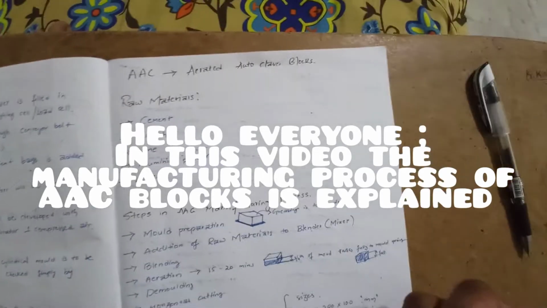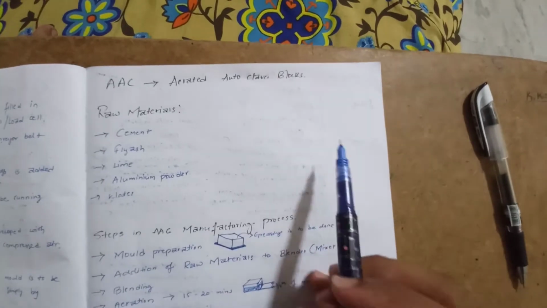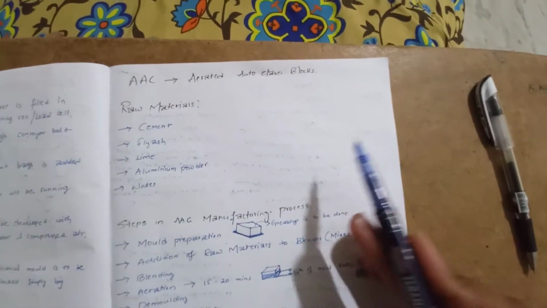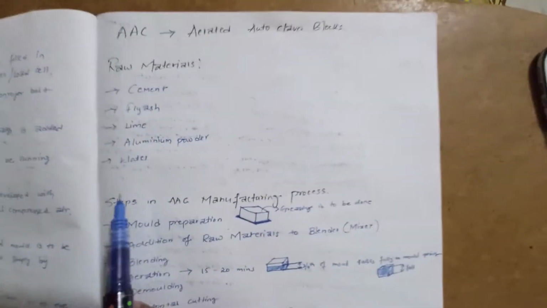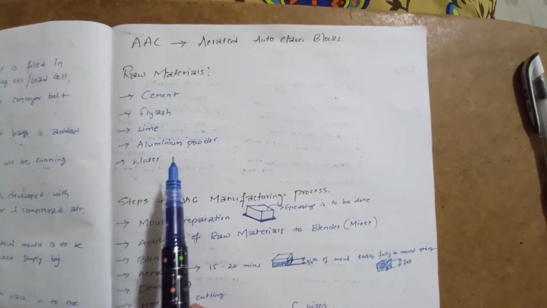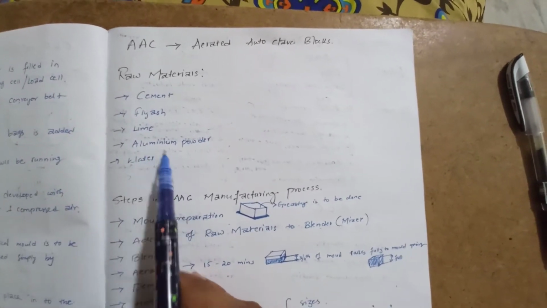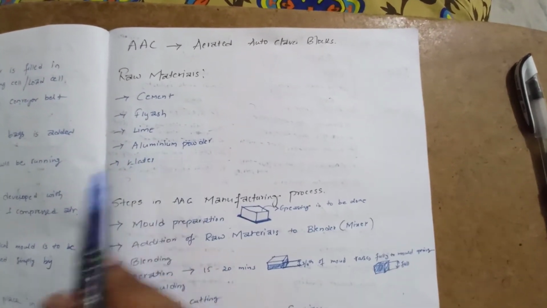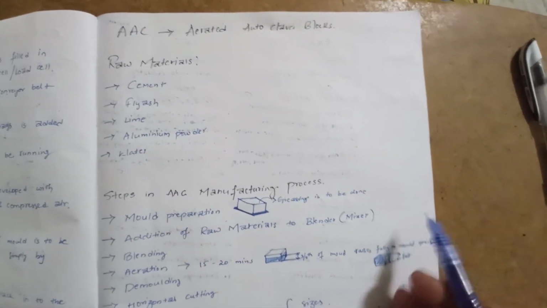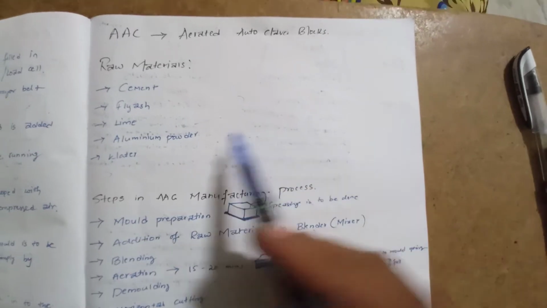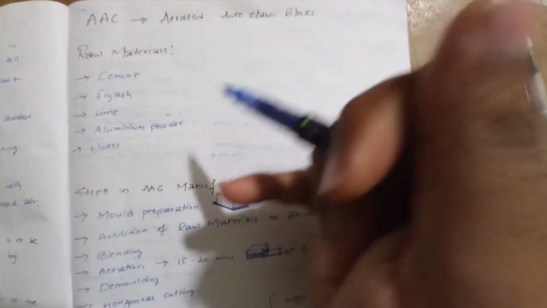Hi everyone. Now I am ready with the explanation of AAC aerated autoclave blocks. The manufacture of these blocks will be using raw materials such as cement, fly ash, lime, aluminum powder and water. So we are adding an extra ingredient, lime, compared to CLC blocks. This aluminum powder serves the same purpose, that is creating cellular voids in the concrete actually.